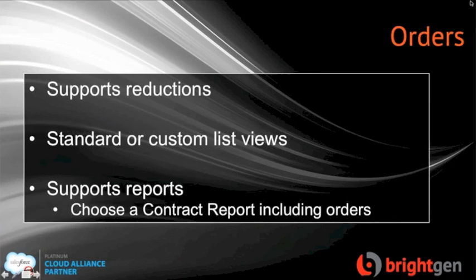Orders support reductions. So these are changes to orders that have been already fulfilled. Orders are first-class sObjects, so they come with a set of standard list views, and you can also create your own custom list views should you so desire. And you can create reports on orders. So in terms of standard report types, when you're creating a report, you'd simply choose a type from the contract reports area that includes orders. But you can also create custom report types if the standard ones don't match your requirements.